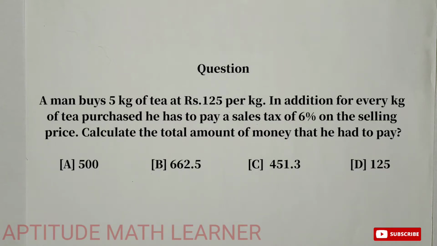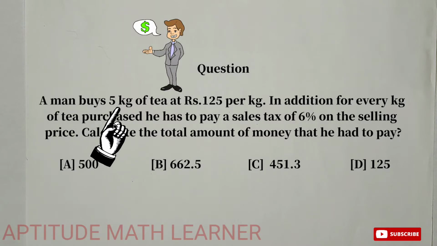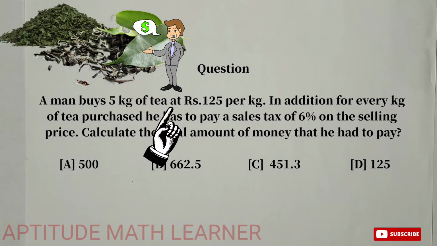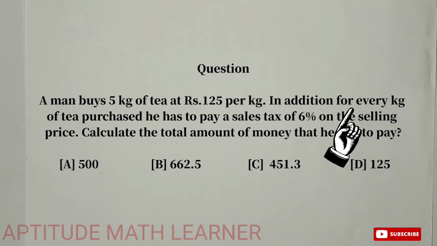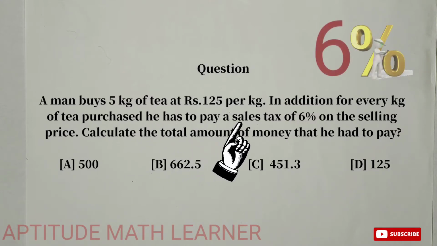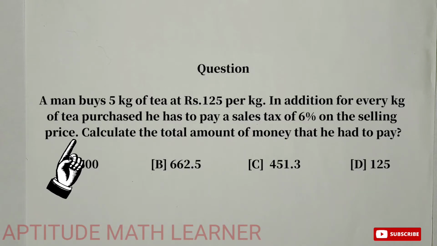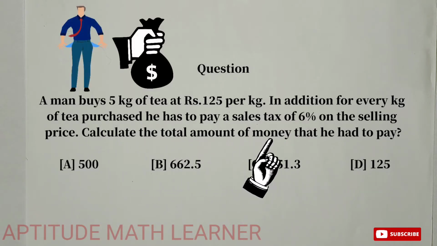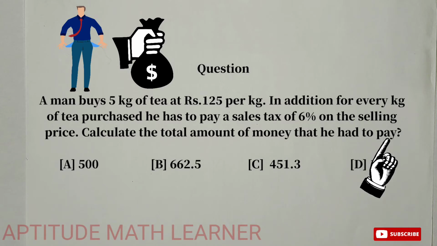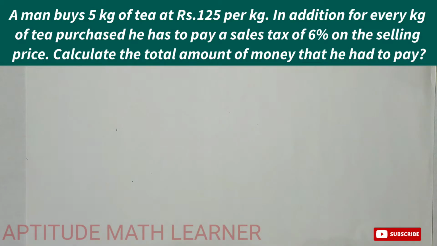And the question today that we are having is: a man buys 5 kg of tea at rupees 125 per kg. In addition, for every kilogram of tea purchased, he has to pay a sales tax of 6% on the selling price. Calculate the total amount of money that he had to pay. So here we have to find out the total amount of money for the tea he has bought. And how much kg did he buy?